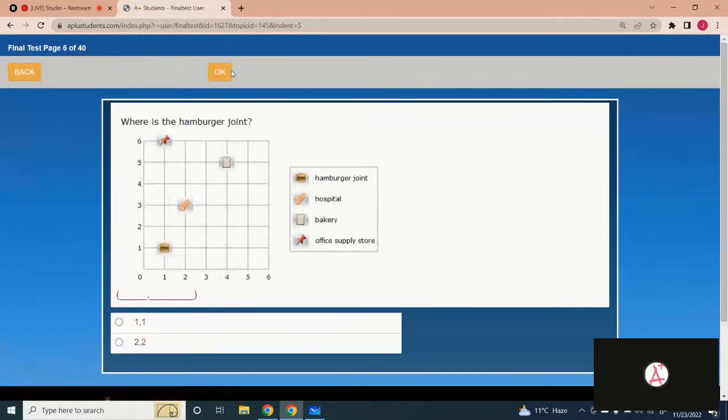Yes, good. Okay, where is the hamburger joint? So this is the hamburger joint. What are the coordinates of the hamburger joint? Very good. Just match to the x-axis and y-axis. Yes, it would be 1 and 1. Just select the correct option and then click on the OK button.